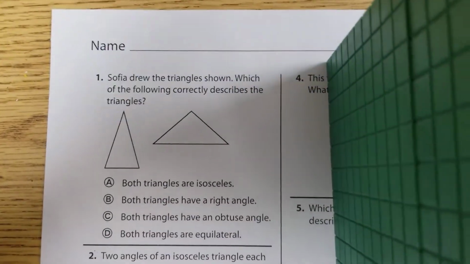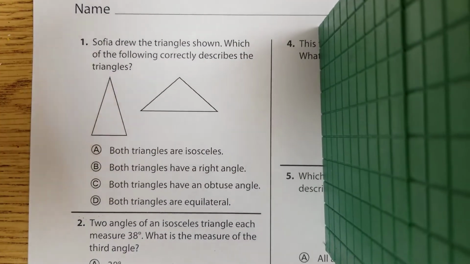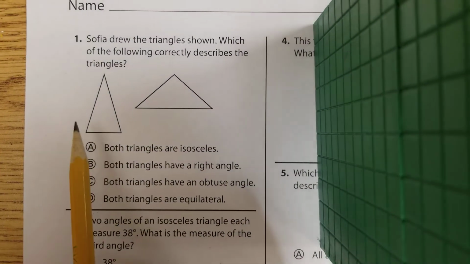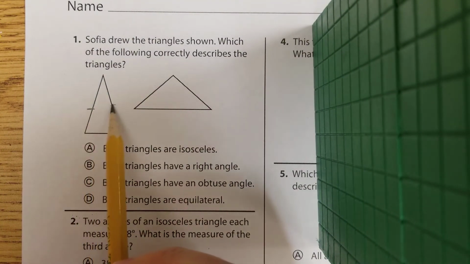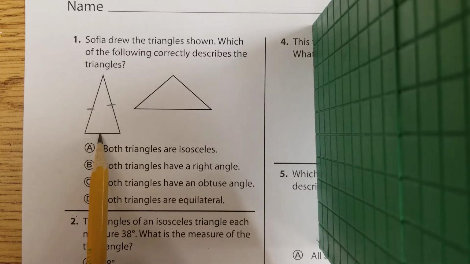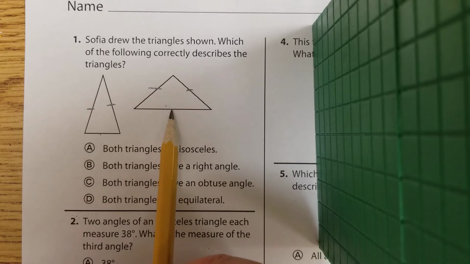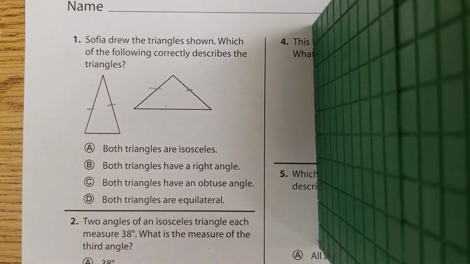Alright, so for number 1, Sophia drew the triangle shown. Which of the following correctly describes the triangles? Well, I can look at these and I know that these two sides are equal. That one's different. These two sides look equal. This one looks longer. So let's see what they have.